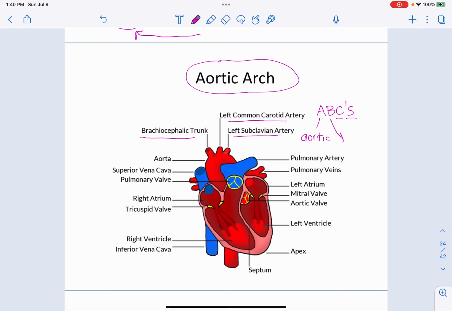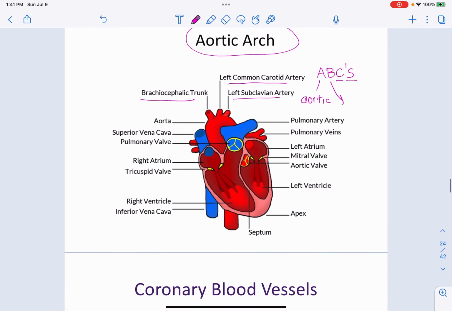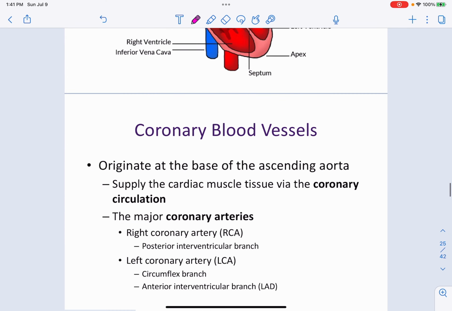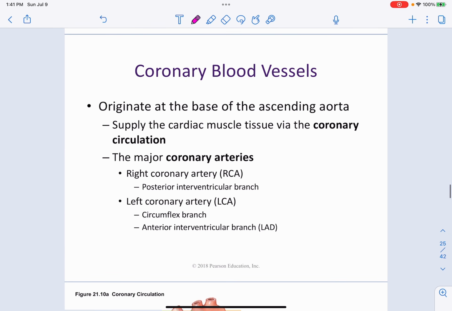Again, we're going to revisit that, but as a whole, now you have been introduced to the aortic arch. The vessels, all of the named vessels, will become clearer when we talk about circulation in the next lecture. So I want to move on because we still have a lot to talk about. I want to move on to the coronary blood vessels of the heart.